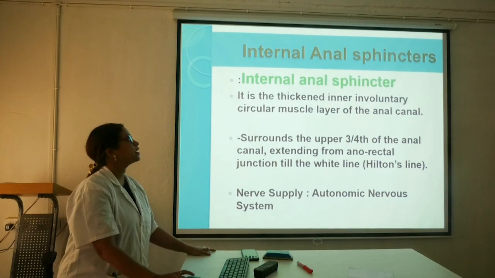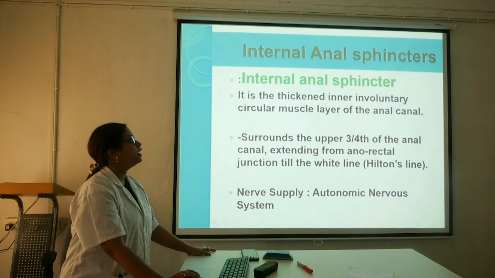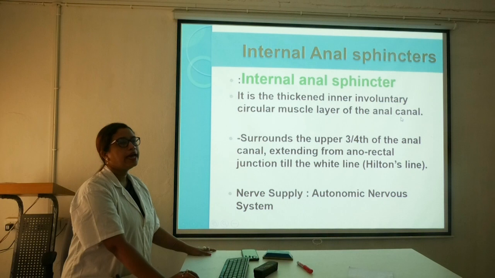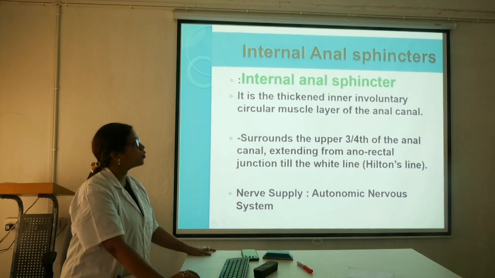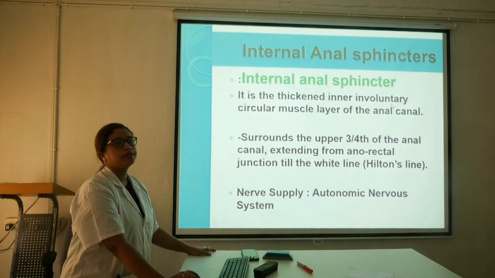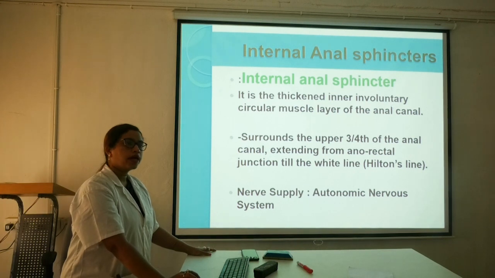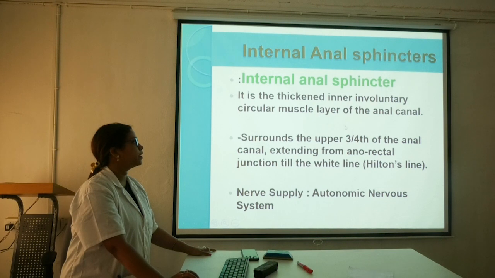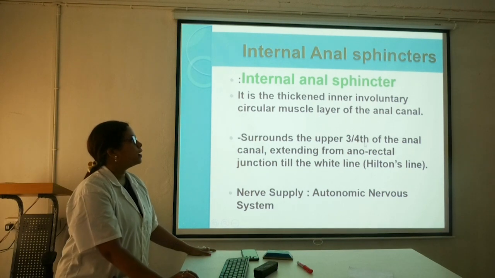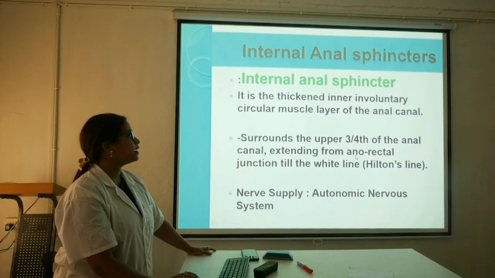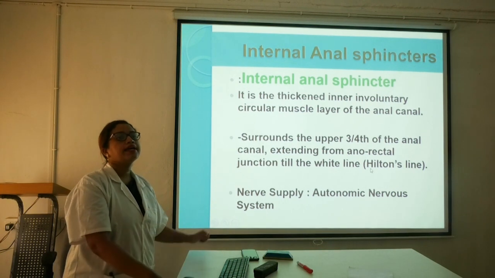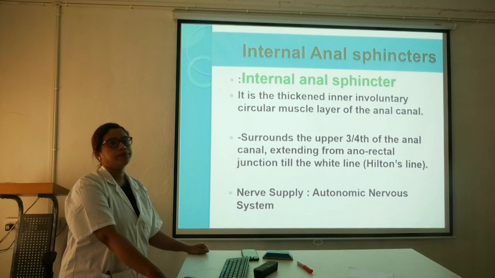Okay, what is the anal sphincter? Internal anal sphincter. It is the thickened inner involuntary circular muscle layer of the anal canal. So what is the main important thing? It is involuntary, so it should not be controlled. Involuntary sphincter. It surrounds the upper 3/4 of the anal canal, extending from the anorectal junction till the white line. So the white line is also known as Hilton's line.